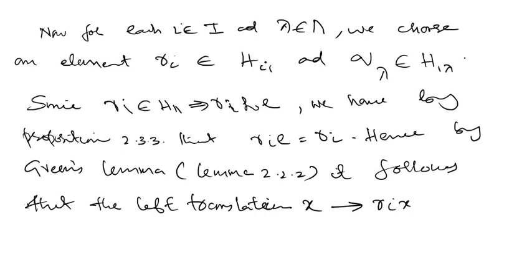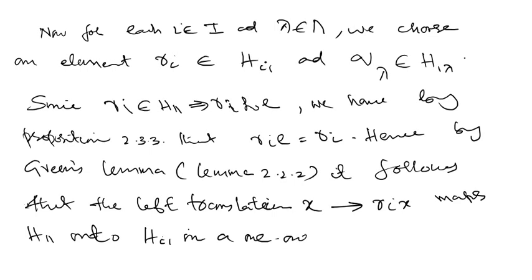This left translation maps H11 onto Hi1 in a 1-1 manner. Actually, in that lemma you have proved that the cardinality of H11 and Hi1 is same, so that's why there is via this map. So this map is actually a bijection in a 1-1 manner.